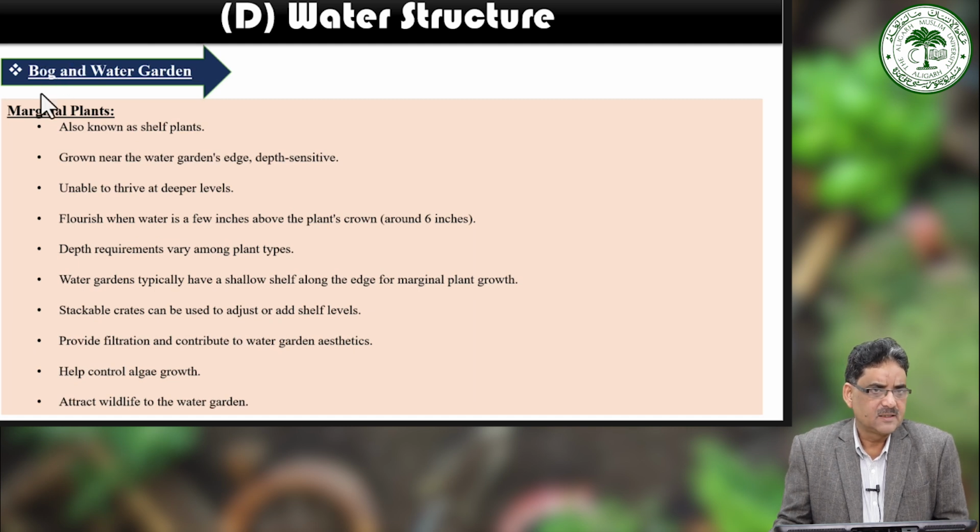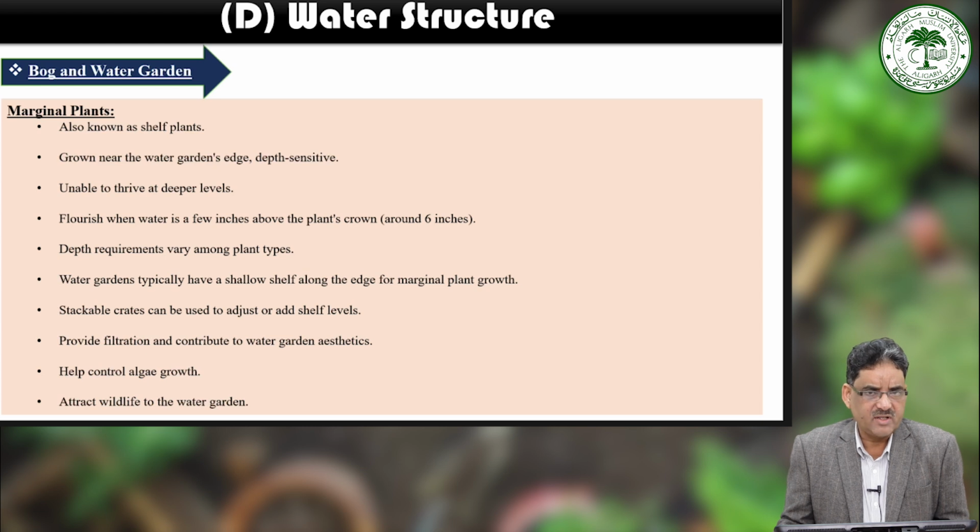The water gardens also feature marginal plants. They are also known as shelf plants. Marginal plants are cultivated near the water garden's edge and are sensitive to depth, flourishing when the water is only a few inches above the plant's ground. Typically, it might be around 6 inches. These plants are unable to thrive at deeper levels and have varying depth requirements based on the plant type.